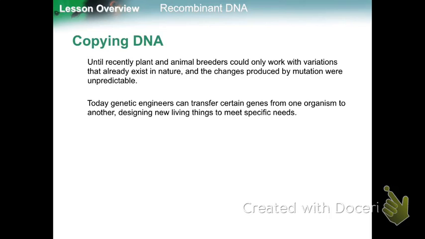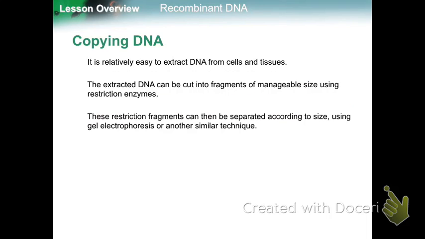Selective breeding was really only able to be done based on phenotypes up until recently, the physical characteristics that breeders could see, because they didn't know how to manipulate the genotypes, the genetic characteristics. But what can happen now is genetic engineers can transfer certain genes between organisms to meet specific needs.